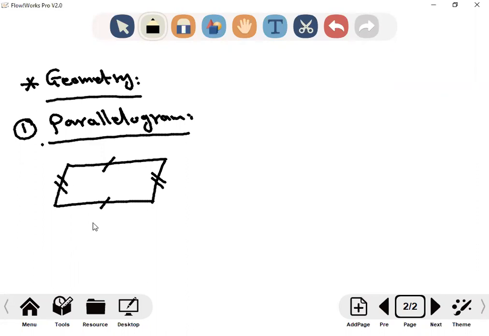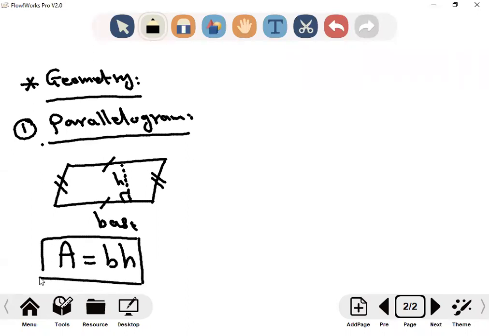It has base and it has height. Base and height. And the area of the parallelogram is base multiply height. To find the area of the parallelogram, we took it before, it is base multiply height. So we have the parallelogram, it's a quadrilateral, 4 sides, each opposite sides are equal and parallel. To find the area of it, we multiply the base by the height, okay?